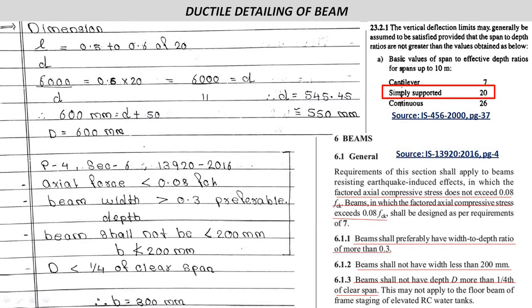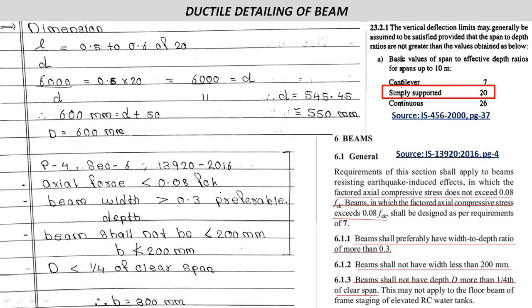So now we will find the width of the beam. For width of the beam you have to go to IS 13920 2016, page number 4, clause number 6.1. In 6.1 it says the factored axial compressive stress should not exceed 0.08 fck. So here it says axial force should be less than 0.08 fck.